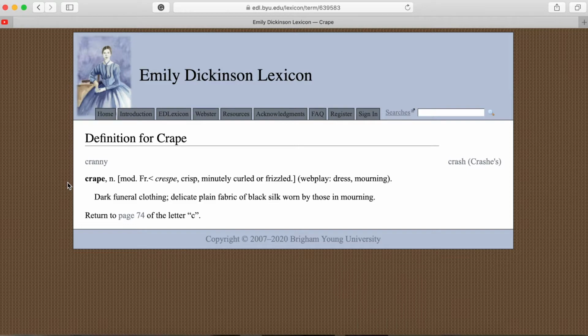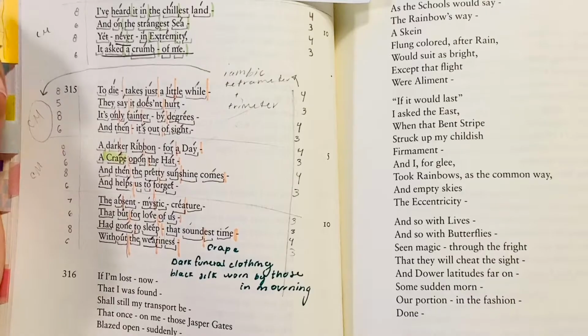Crepe says that it is a dark funeral clothing, delicate plain fabric of black silk, worn by those in mourning, which means that it's not part of the funeral attire of the one that we lost, but is worn by the people that go to the funeral. This is important to us because even when we haven't started thinking formally about the meaning, we know that we're going to be talking about those in mourning as well as those that have died.